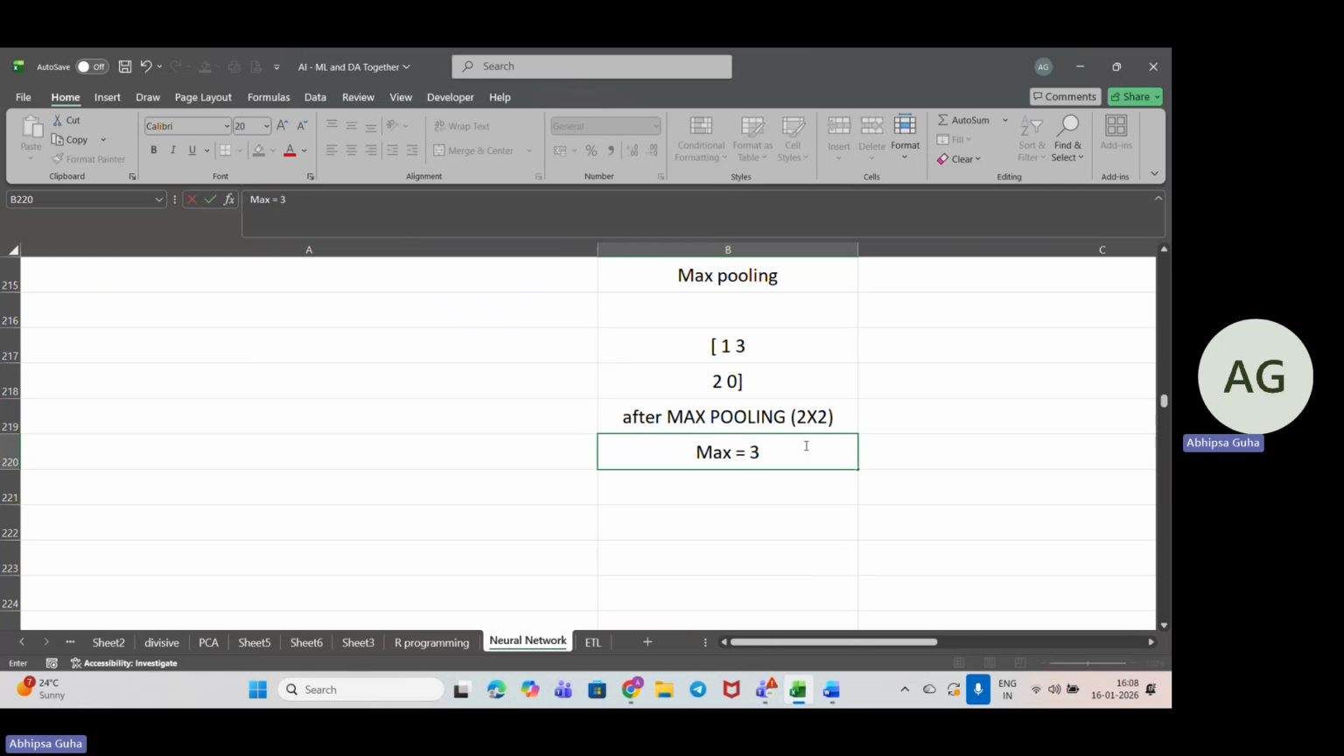Now, why is pooling important? If a cat moves a little left or right, the CNN can still detect it. Pooling gives this position tolerance. So this is why we are using pooling.